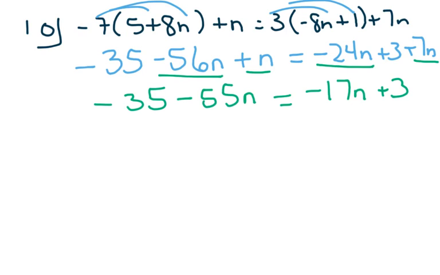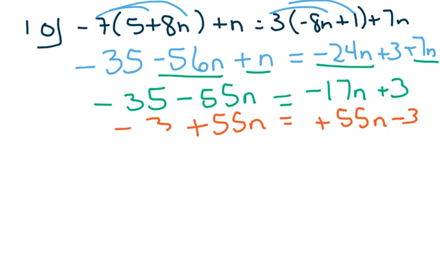All right. Now, I want my n's positive, so I'm going to add 55n on both sides. And I'm just going to subtract 3 from both sides, because this will get rid of the n's here, and this would get rid of the 3's here. And all I have to do is combine.